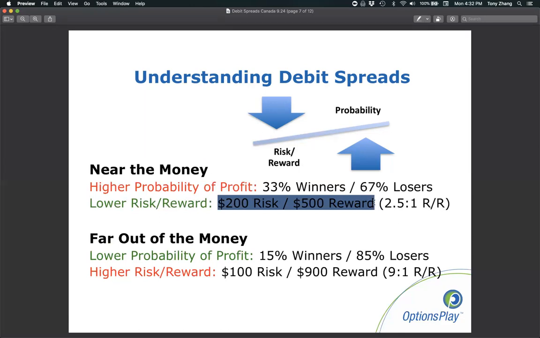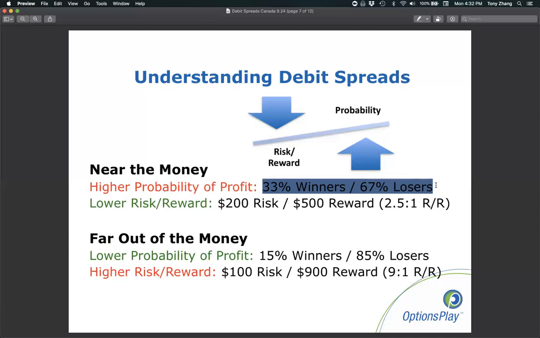Which in my opinion is still a good risk reward. That's the type of risk reward that, when I'm trading, I tend to look for, and I'm willing to trade off 66% of my trades being losers if I'm making a good risk reward on that trade. Conversely, you can also buy far out of the money options.